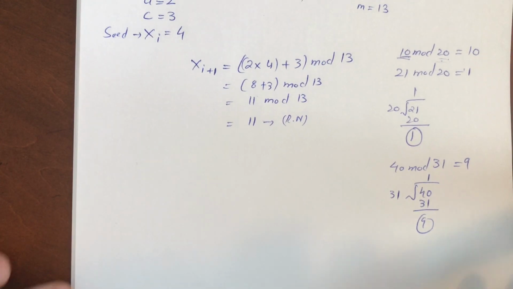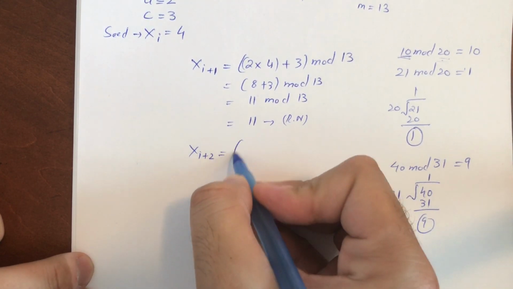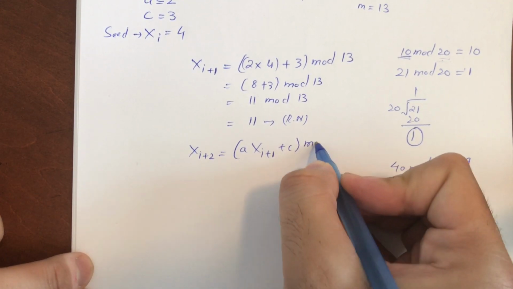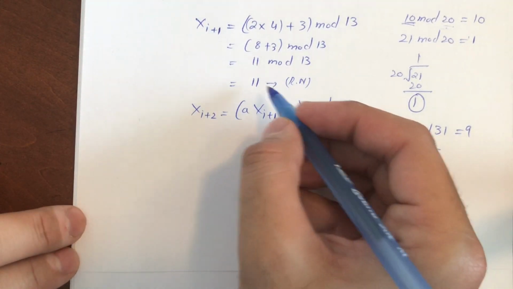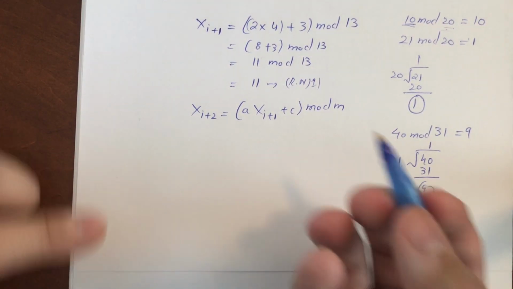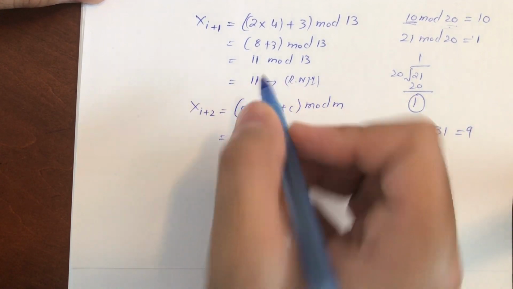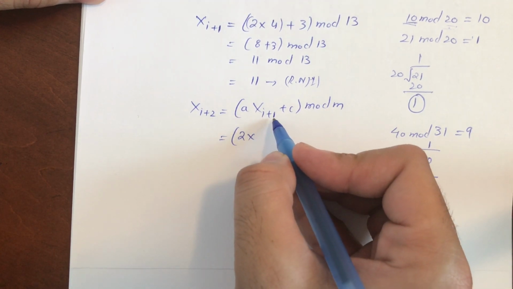Next, for the next iteration, we will calculate X(i+2). Now the formula will be A times X(i+1), the previous value, plus C mod M. Everything else will remain the same besides the output. Now this is random number 1, or key number 1. For key number 2, A is again 2, and the previous random number, the previous key, will become the next seed.